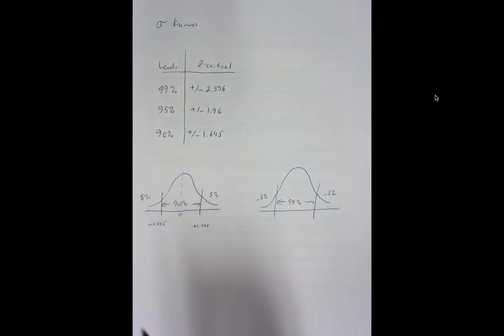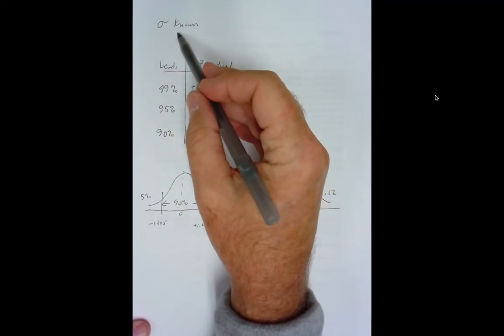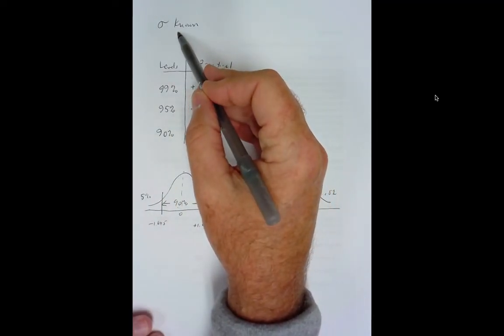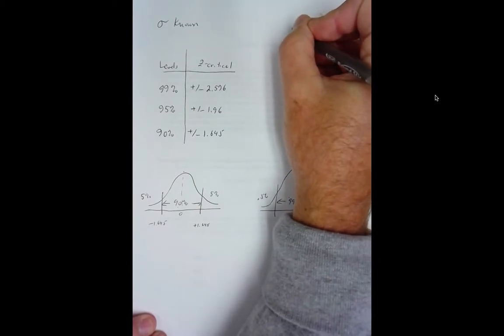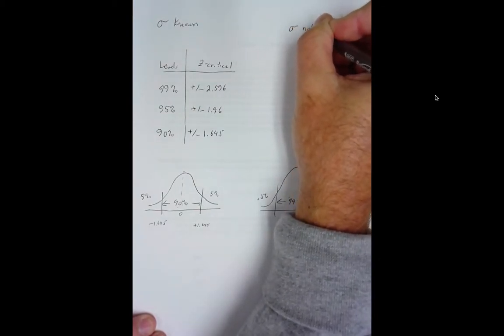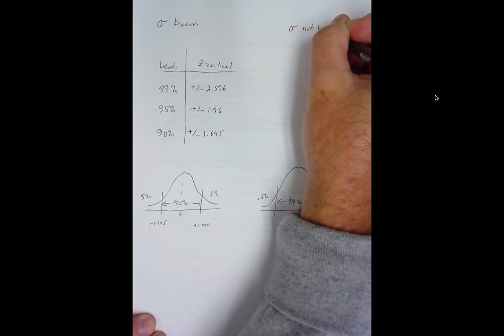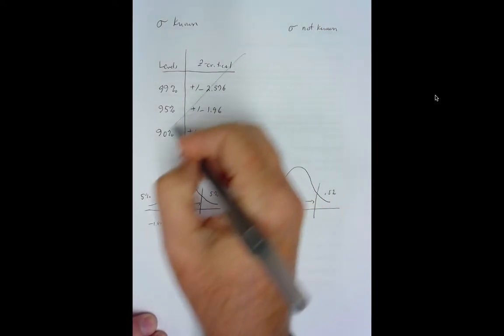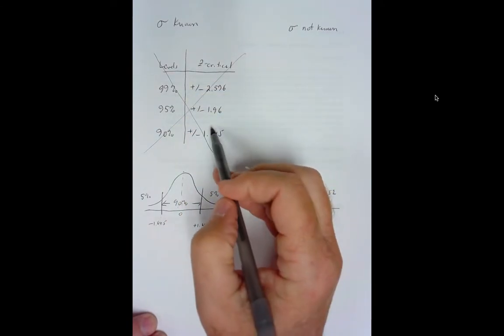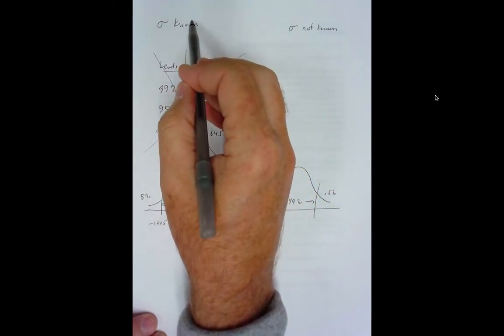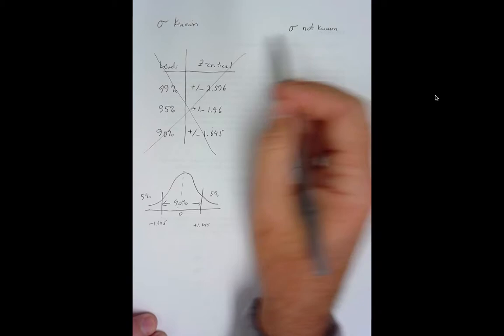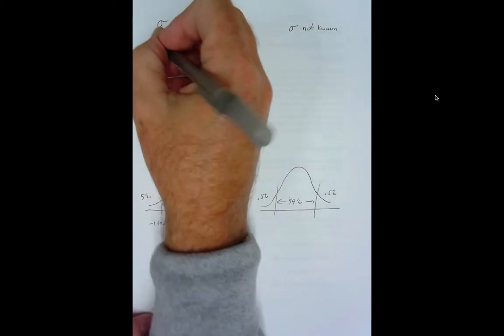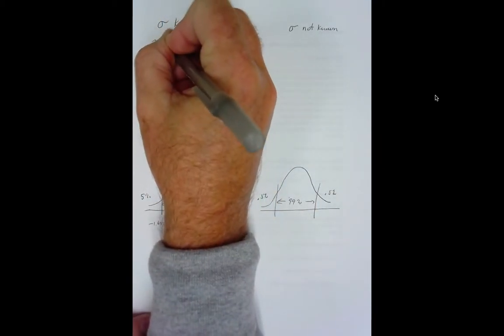Guys, this whole thing here works on the standard deviation being known. Well, what happens when the standard deviation is not known? Well, we can't use this distribution because this was built on that assumption. So guys, and again, this over here is called a Z distribution.